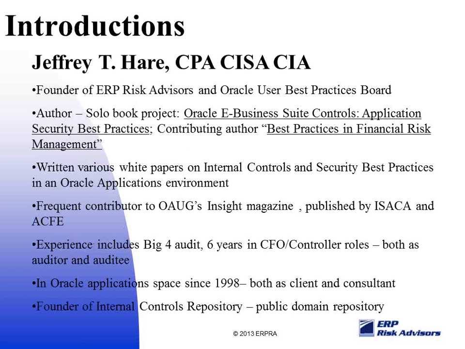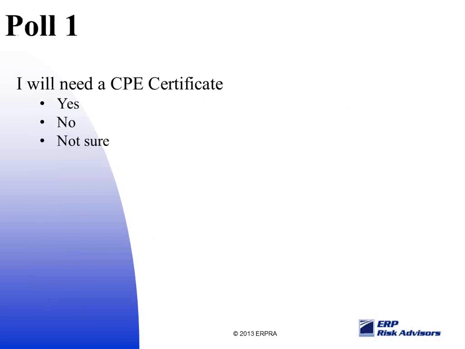My name is Jeffrey Hare. I'm a CPA by trade. I also have the designations CISA, Certified Information Systems Auditor, and CIA, Certified Internal Auditor. I'm the founder of ERP Risk Advisors, the Oracle Users Best Practices Board. Most of you probably know that I released a book a couple of years ago, the only book of its kind on application security best practices, called Oracle E-Business Suite Controls, Application Security Best Practices, and have been widely publicized in OEG's magazine, as well as ISACA and ACFE magazines.